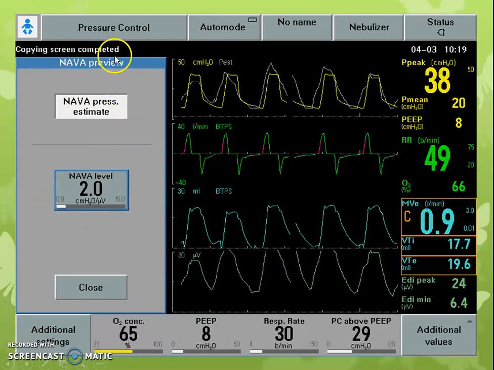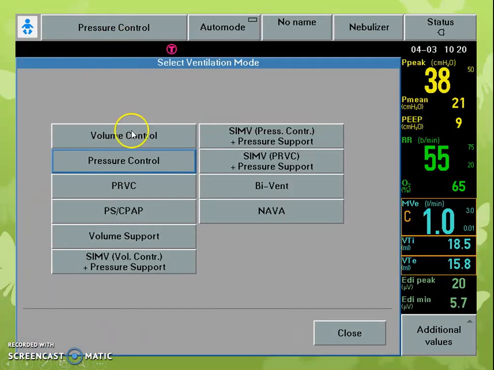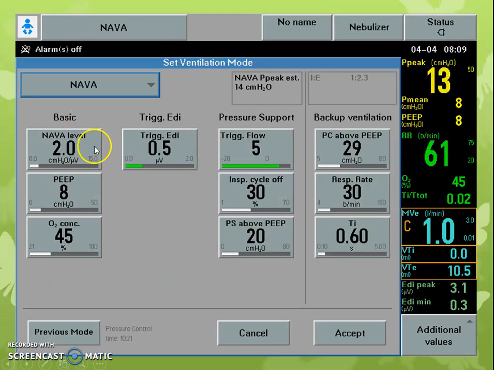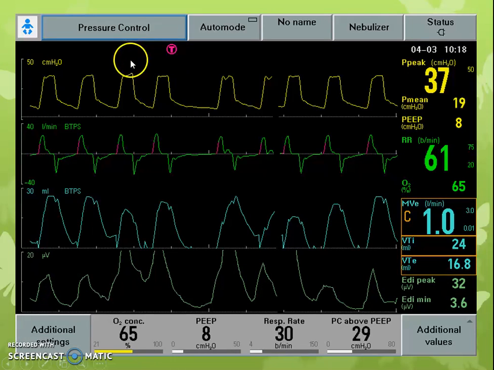So we can go back to the main screen, mode of pressure control. This window will drop down. We pick NAVA, and your NAVA level will transfer over. All these settings right here that we set up for the patient serve as backup appropriately. Now we're going to go back to here.